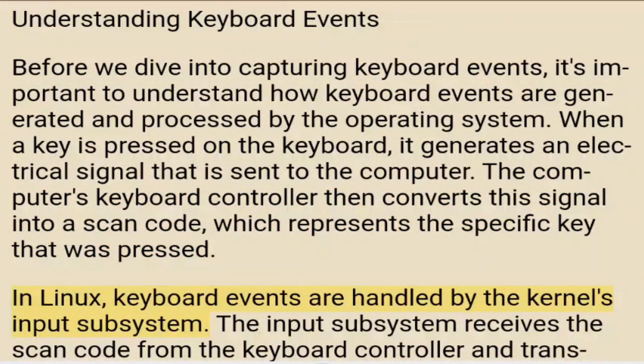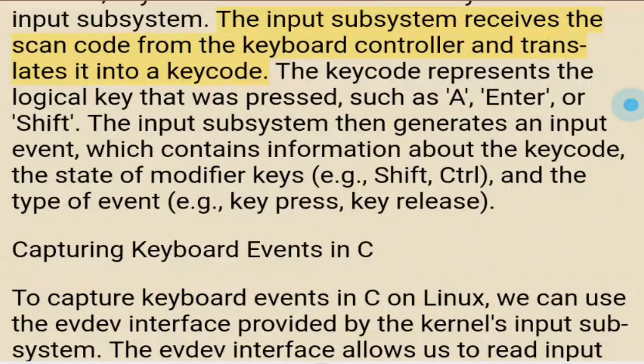In Linux, keyboard events are handled by the kernel's input subsystem. The input subsystem receives the scan code from the keyboard controller and translates it into a keycode. The keycode represents the logical key that was pressed, such as A, Enter, or Shift. The input subsystem then generates an input event, which contains information about the keycode, the state of modifier keys (e.g., Shift, Control), and the type of event (e.g., key press, key release).